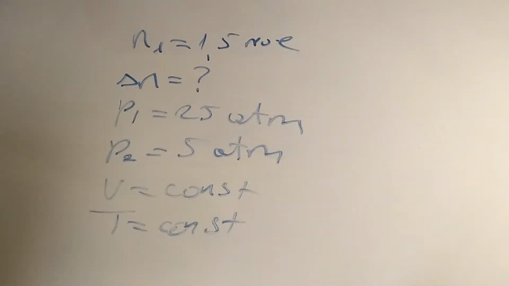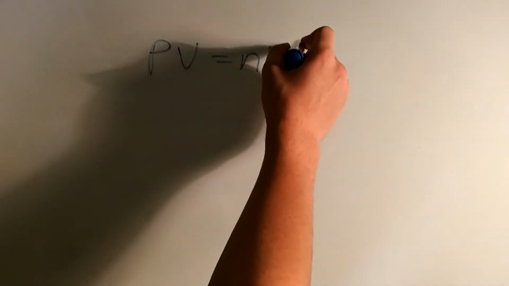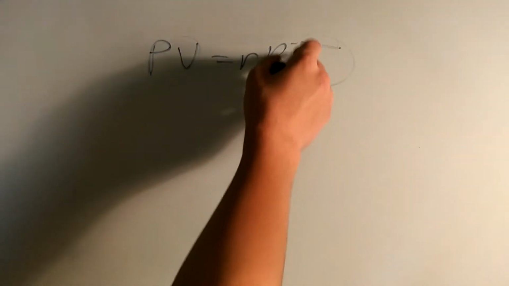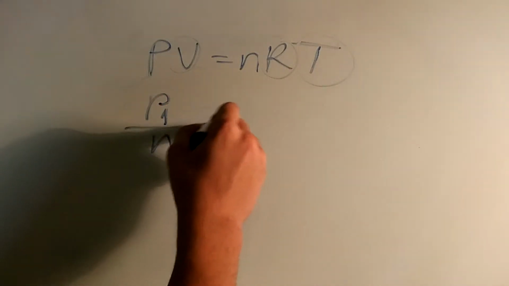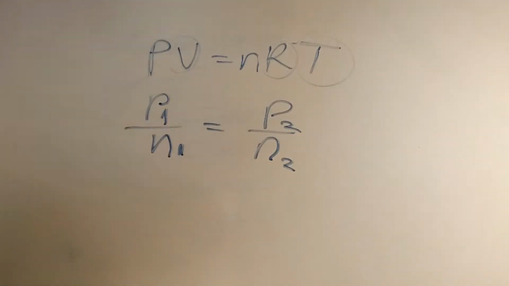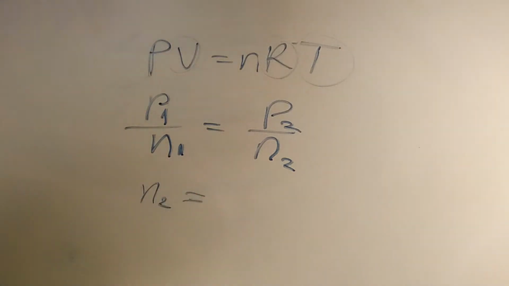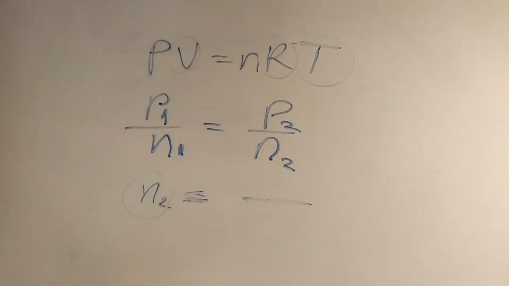Okay, so we're going to use the ideal gas law here. So I'm going to delete this in order to have enough space. The ideal gas law is pressure times volume is equal to the number of moles times the ideal gas constant times the temperature. Now we know that volume and temperature are constant, and also since R is a constant, that will not change. So we have that P1 over N1 is equal to P2 over N2. And now we can solve for N2, or the number of moles at the pressure of 5 atm.